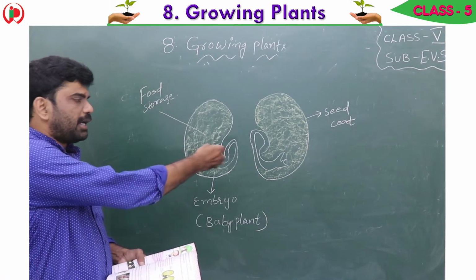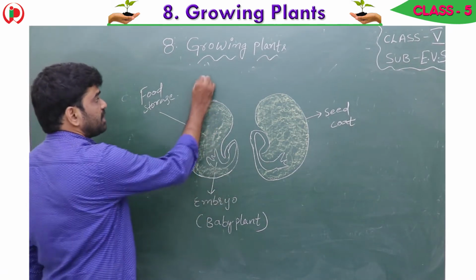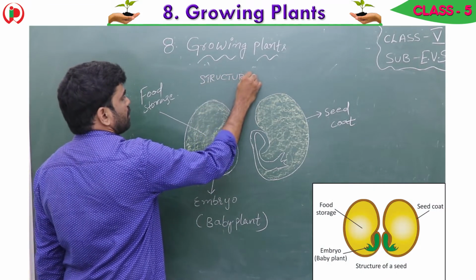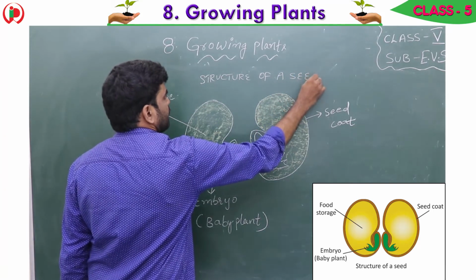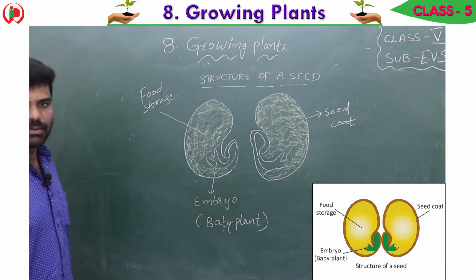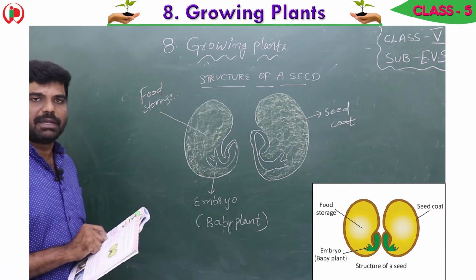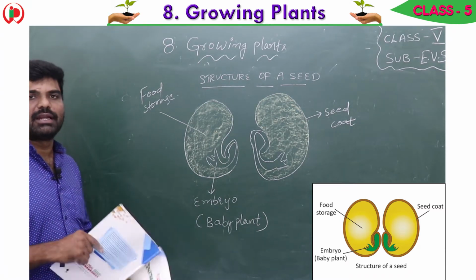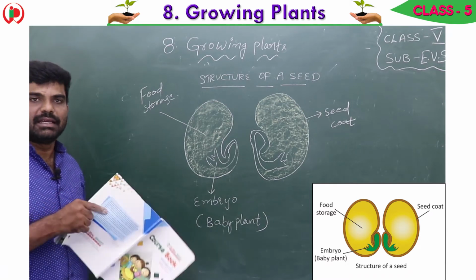See children, the diagram which is on the board is the structure of a seed. What is this, children? Structure of a seed. So now you see what are the parts that are present in the seed. Observe a bean seed. Children, do you know beans? Yes, observe a bean seed. It is hard and cannot be broken easily. We can't break the bean seed easily.